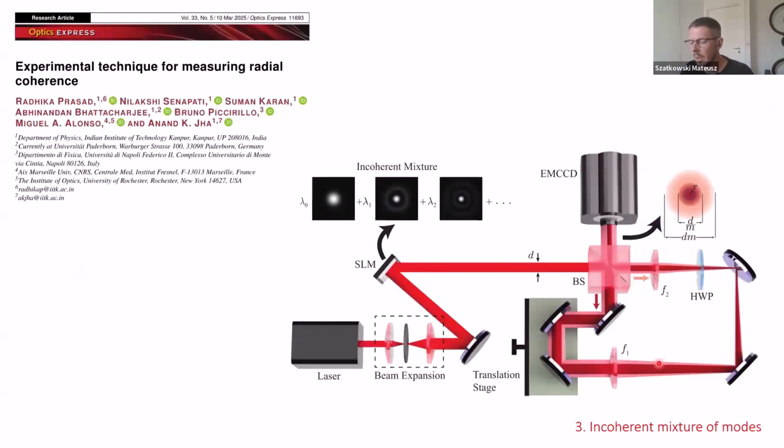And further, we can use a mixture of modes, and that's the work of Miguel Alonso and other researchers. This work is specifically to provide a technique to measure radial coherence, but in principle what they do is display various aggregation modes with different azimuthal and, in this case, radial numbers to control this coherence and change the shape. That can be done with the SLM.